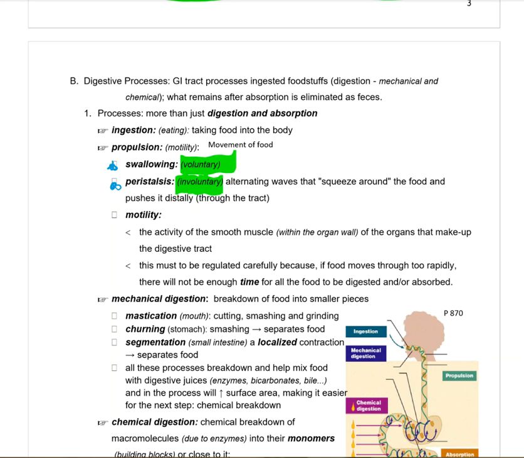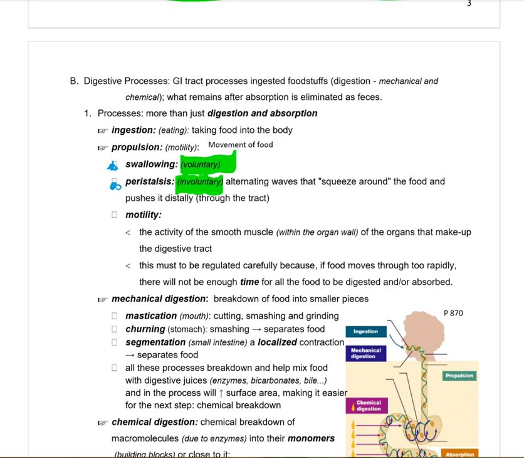So motility, as we just said, is activity of the smooth muscle within the organ wall, right? And it must be regulated carefully because if the food moves through too rapidly, there won't be enough time for food to be digested or absorbed. So if you think about it, what we're doing with food is we're putting it into our body, and then we are breaking the food down into usable molecules that we can absorb into our bloodstream.